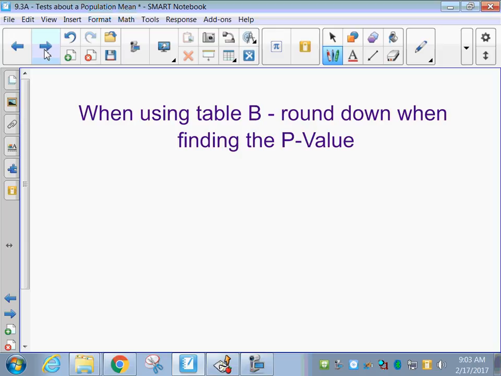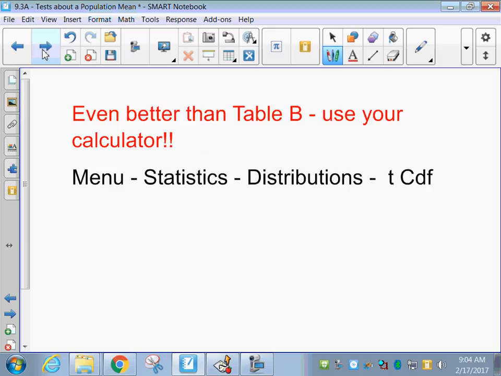When using table B, if they give you a really large degrees of freedom, as it gets larger and larger, they don't give you exact numbers. They give you like 40, 50, 60, 80, right? So round down on your degrees of freedom when you're finding that p-value, okay? If you're using table B, round down on your degrees of freedom. And of course, then use your calculator, even better.